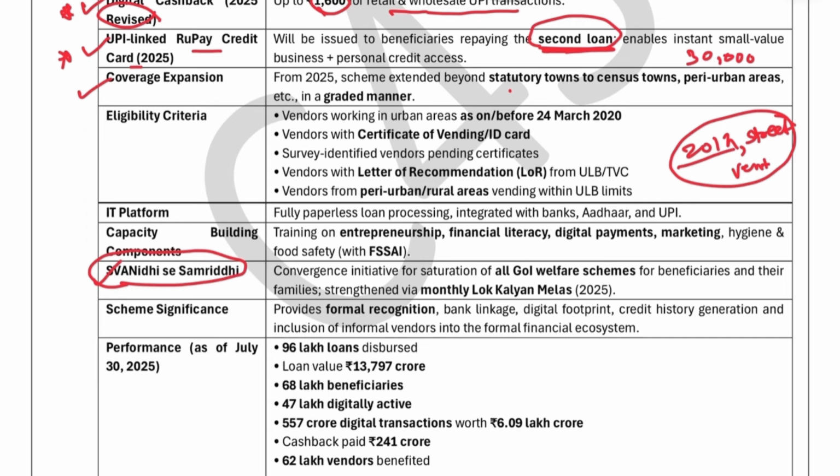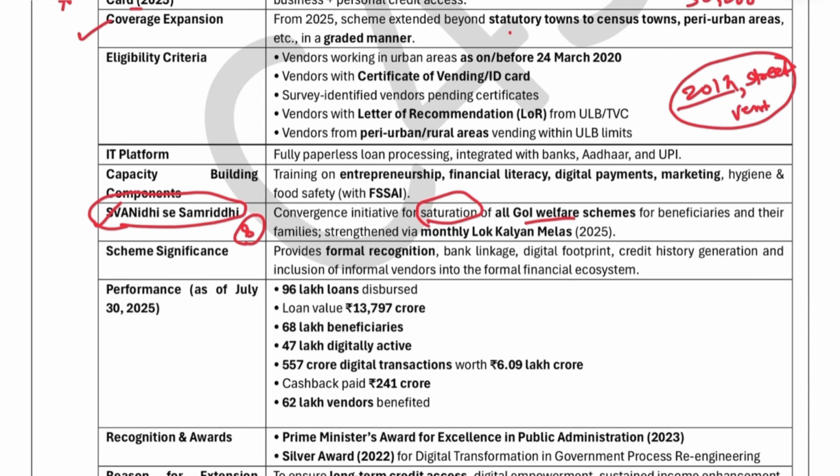Then yes, as I said, SVANidhi se Samriddhi. What is this? It is a convergence initiative for saturation of all government welfare schemes for the beneficiaries under this SVANidhi and their families. Approximately 8 schemes saturation will be done under Pradhan SVANidhi se Samriddhi.